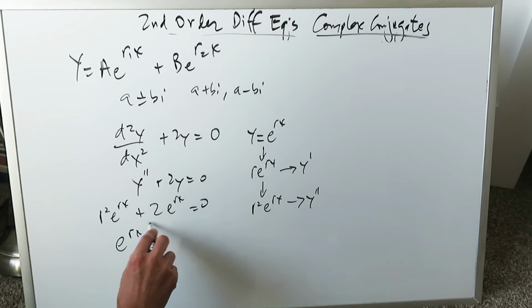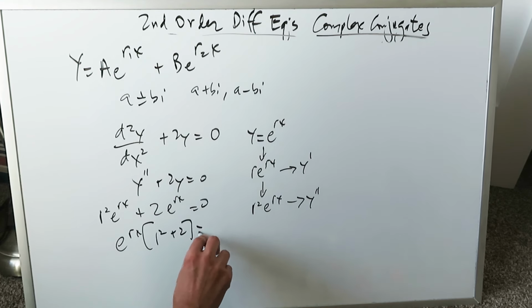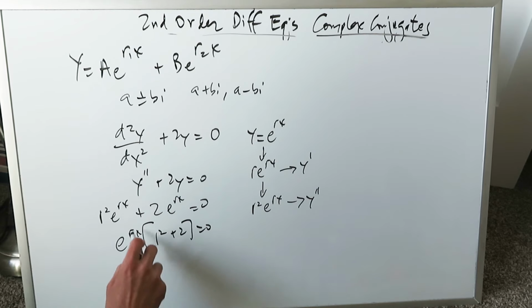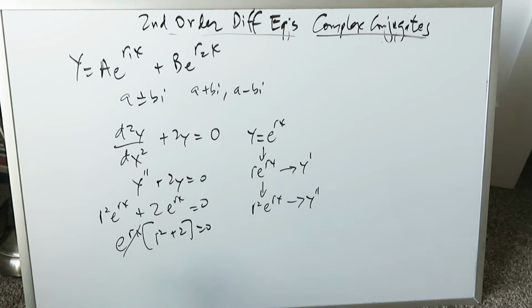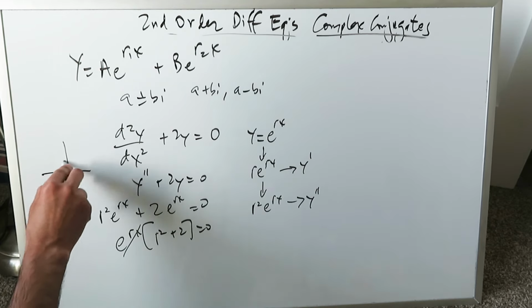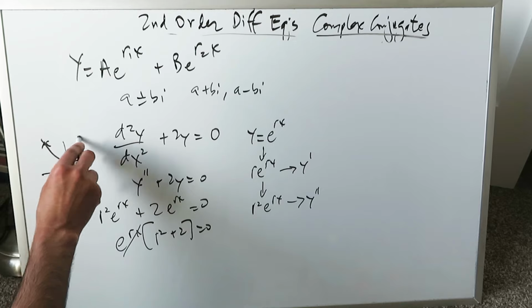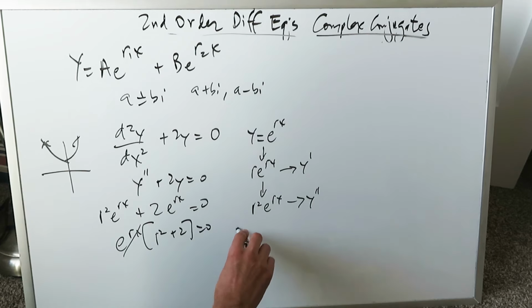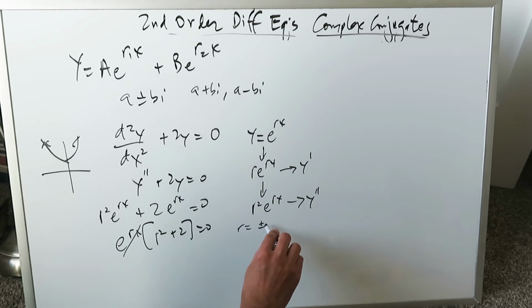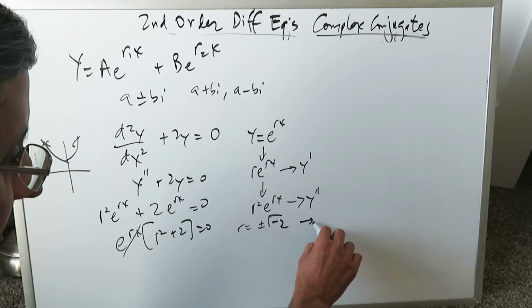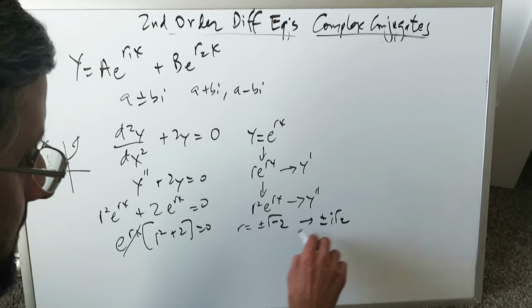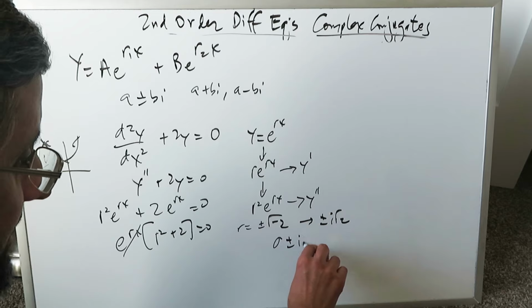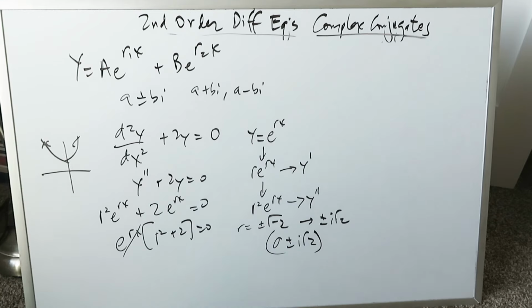Isolate e to the rx and you'll have r square plus 2 equals 0. You can take this on the other side and zero it out. You essentially have r square plus 2, which is a quadratic equation, x square plus 2, a parabola directed upwards, vertex 0, 2. It's never touching the x-axis, so obviously you will have complex conjugate and or imaginary solutions. R is equal to plus and minus root of minus 2. Simplified, plus and minus i root 2, which is 0 plus and minus i root 2. Here are your complex solutions.